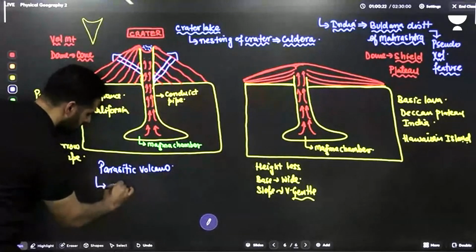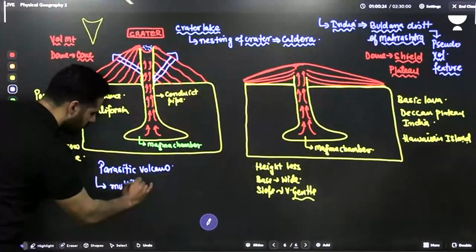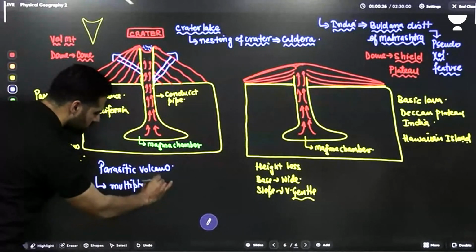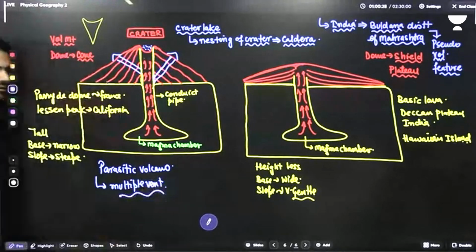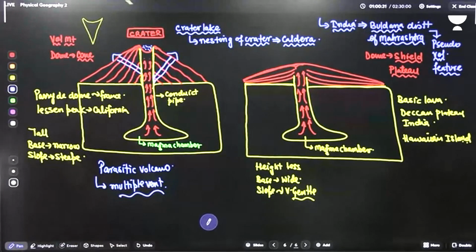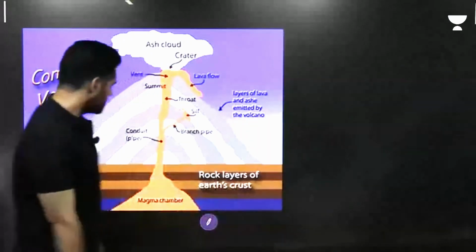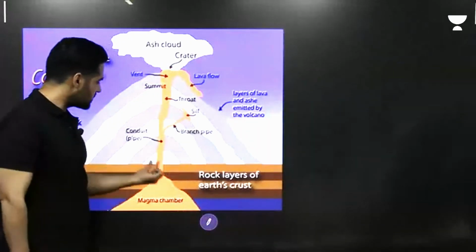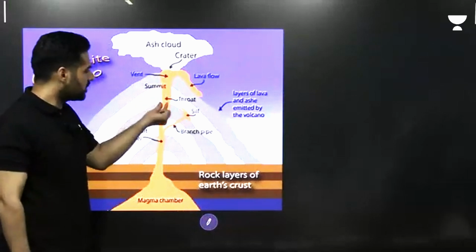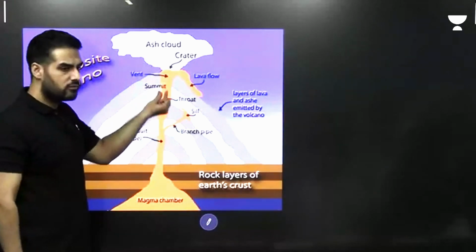Any volcano having multiple vents. It means more than one vent. Is it clear, guys? Do you understand up to here? Remember what I am telling you. What is this? Magma chamber. What is this called as? Conduit pipe. What is this called? Throat or a neck of a volcano.